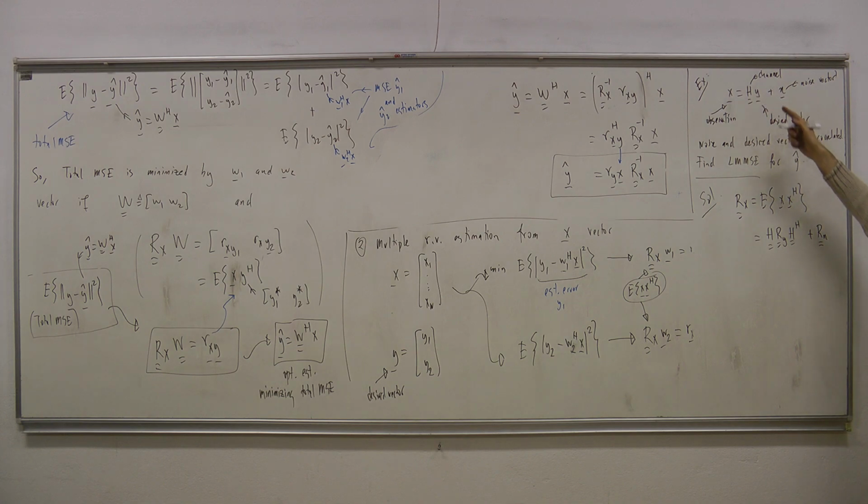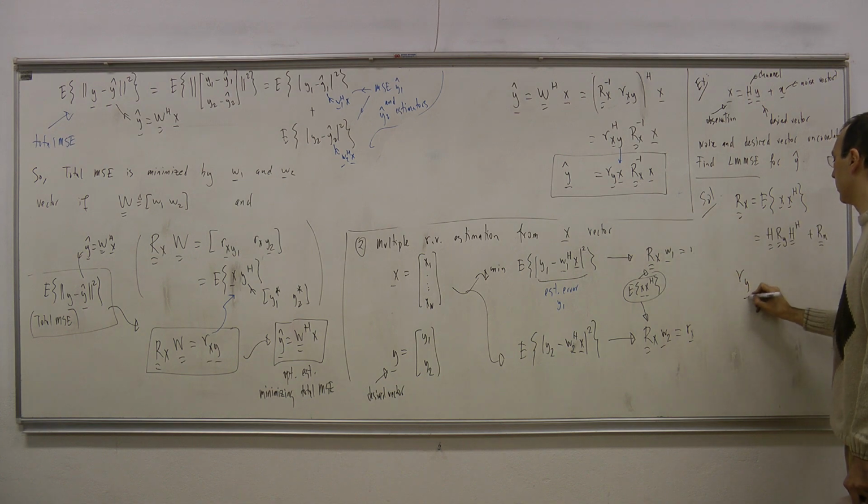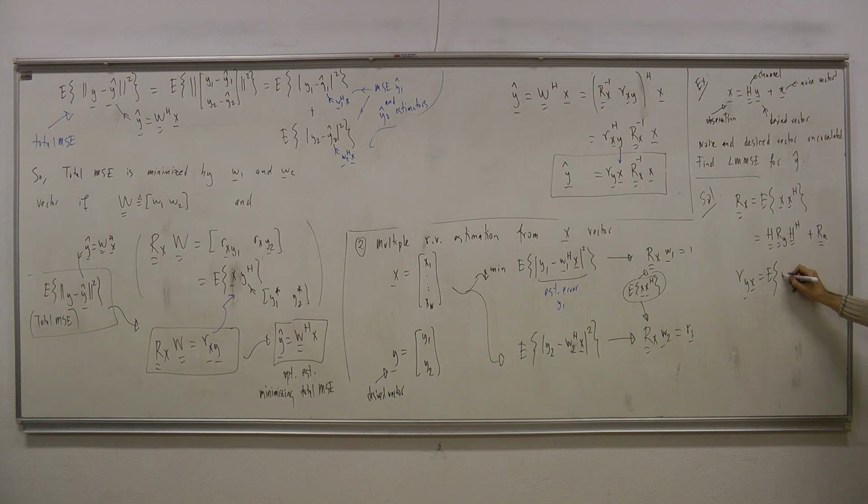There will be a cross term, but because they're uncorrelated and all of these quantities are zero mean, we don't worry about the mean. As I have said, we can add the mean later on. So let's assume they're all zero mean. So Rx is this. How about Ryx? I want to compute this. The expected value of y times x Hermitian over here.